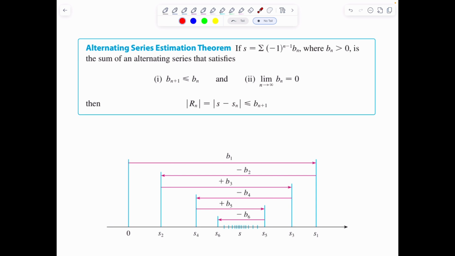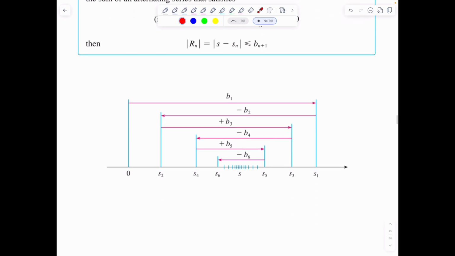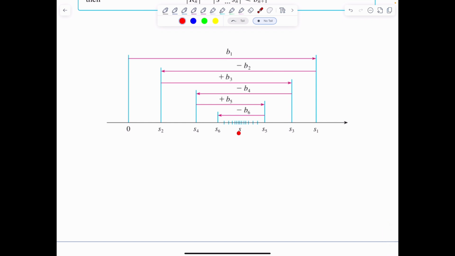If you add up the first 100 terms, the error from that partial sum to the true sum is always less than or equal to b sub 101. And this image kind of helps you understand why that is. Here's the true sum. Here's our alternating series, and here's the first partial sum. The error from that first partial sum to the true sum is smaller than b sub 2. So look at the error. Here's the first partial sum. Here's the true sum. This is the error. And then here's b sub 2. In magnitude, this is less than this, right?